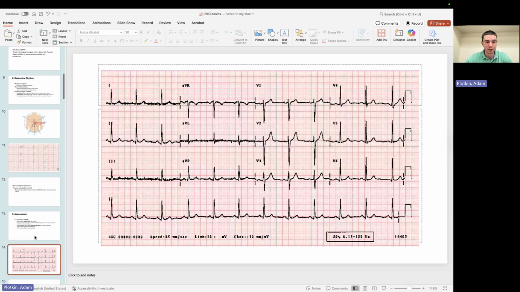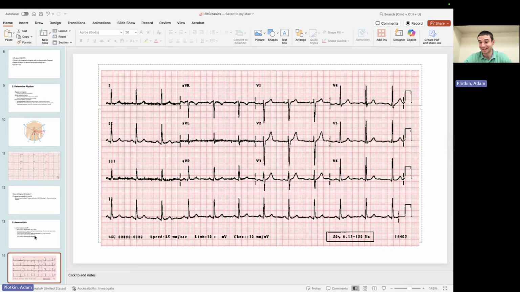So now I want you to calculate or come up with what is the axis here. We've already gone over how to do rate and rhythm, so you could practice that as well too. But what is the axis? All right, so we look at this. If we're looking at the axis, lead 1 is pointing up, and then we see lead AVF is pointing up. And if we wanted a tiebreaker, lead 2 is definitely pointing up. That's normal axis.